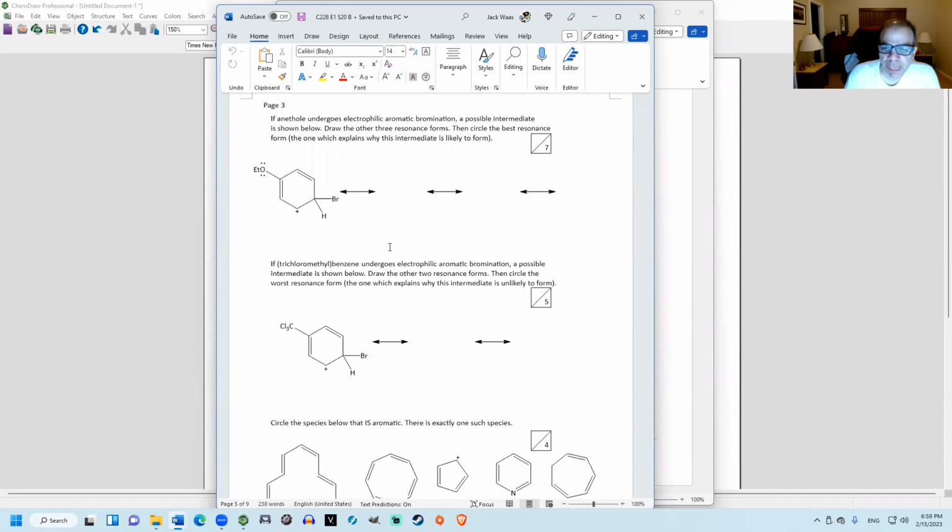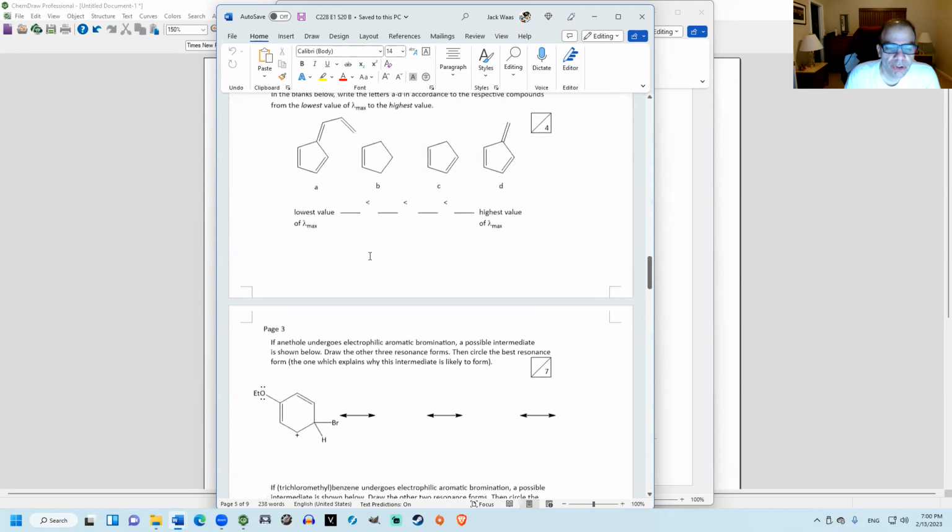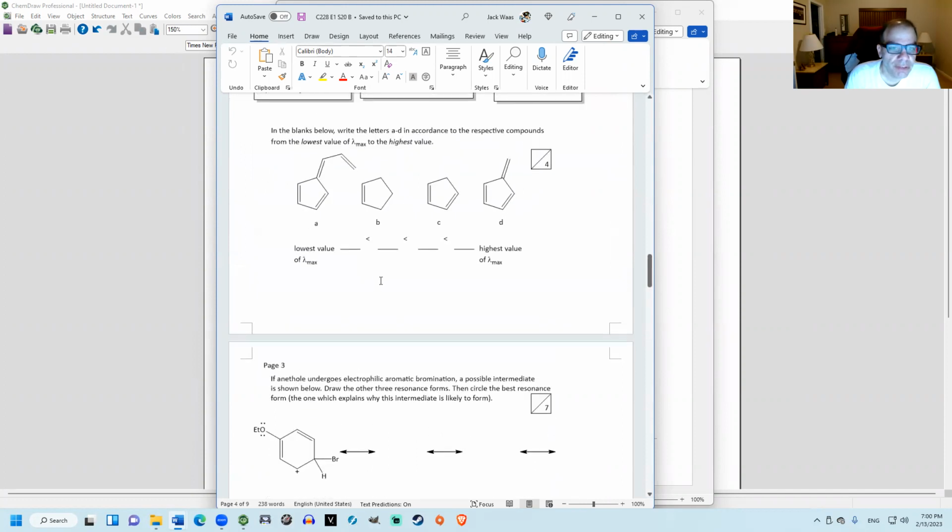Can you actually do the highest value and lowest value right above it? Oh, you want to do this one. Well, the highest value of lambda max is going to be the one that has the most conjugated double bonds, and that's going to be A. That has 4 conjugated double bonds. And the lowest one is going to be the one with just the 1 double bond, with no conjugation. So I think it should go B, C, D, A. Is it because the more double bonds there are, the more it can absorb? The more conjugated double bonds there are, the higher the wavelength of absorption, yes. Thank you.